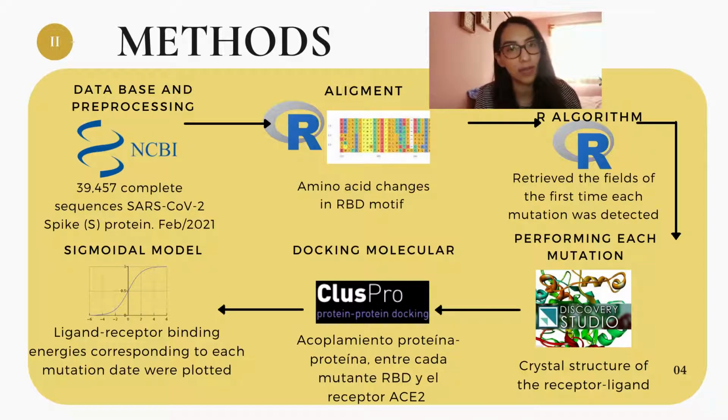With Discovery Studio we perform each mutation and we can see the crystal structure of the receptor ligand. After that, with ClusPro we use molecular docking between each RBD mutation and the ACE2 receptor. And finally, we make a sigmoidal model where the ligand receptor binding energy corresponding to each mutation date was plotted.